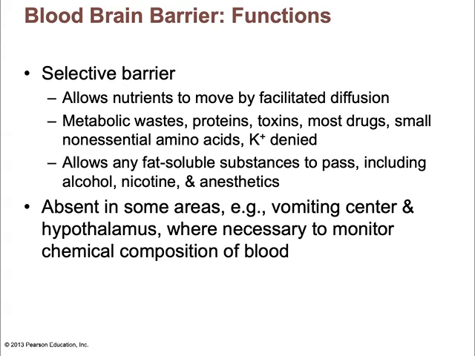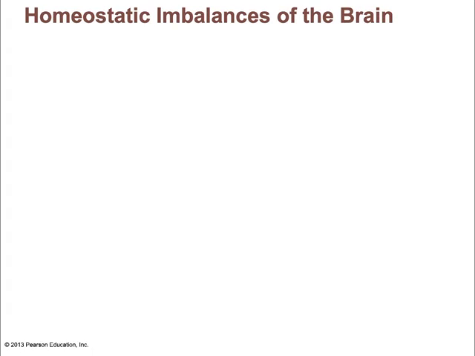It's absent in some areas, such as the vomiting center and in the hypothalamus, and the reason being that we have to monitor the chemical composition of the blood here, but these also represent vulnerable regions where pathogens and toxins can invade, okay?